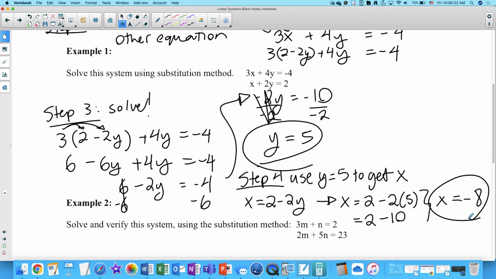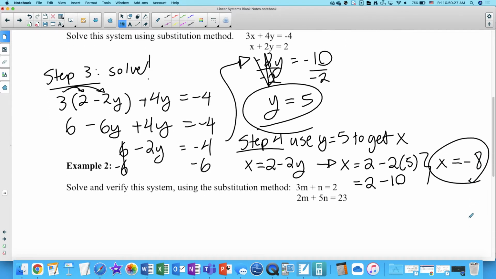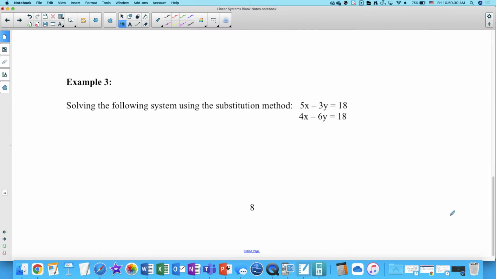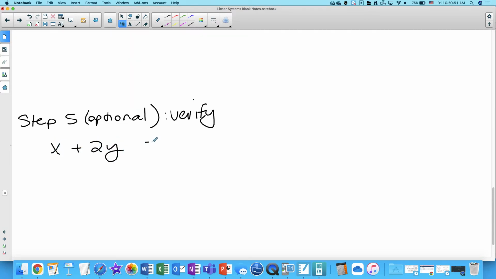But the last step, which is optional, is to verify. Right, so one of the equations was x plus 2y equals 2. And the other one was 3x plus 4y equals negative 4, I think. And we're going to plug in the point x equals negative 8, y equals 5. Okay, so I want to check both.